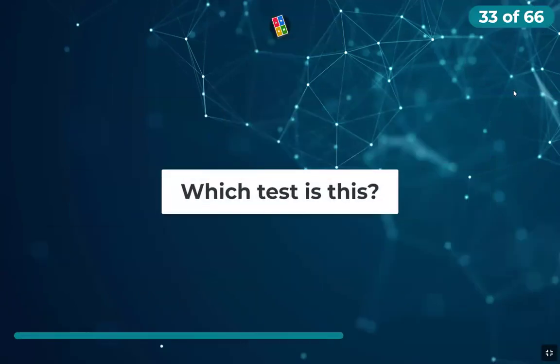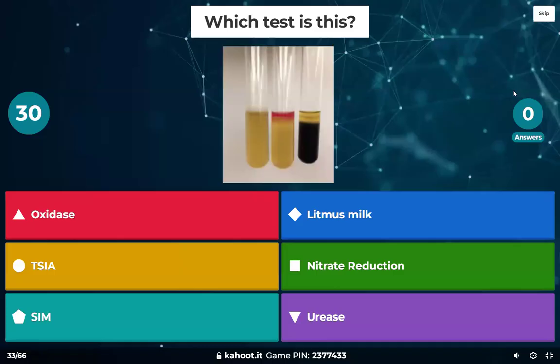All right, which test is the one that's pictured here? This is one test. Take a minute to look at the tubes. The two on the right have stuff at the top of them. We're going to talk about it.